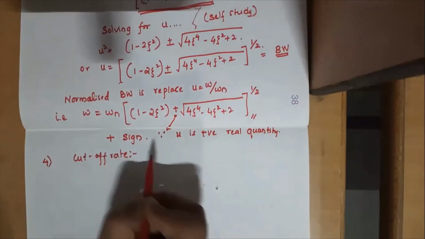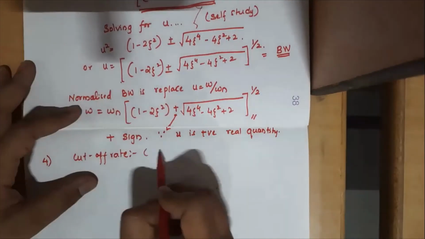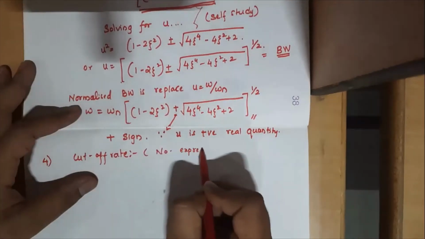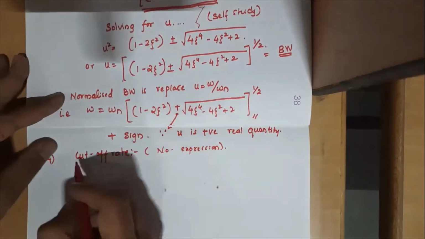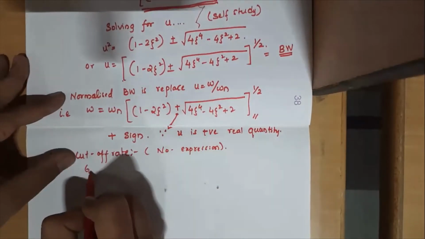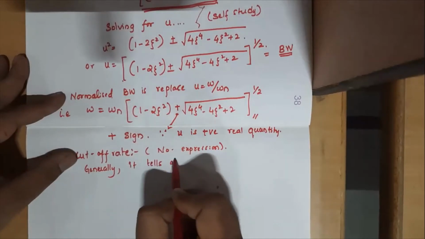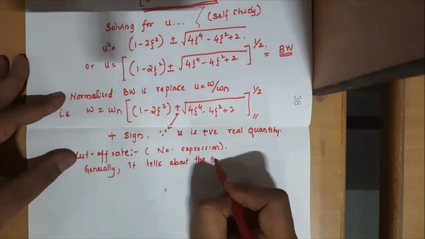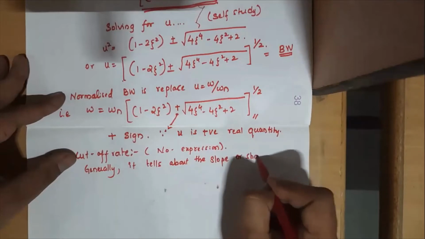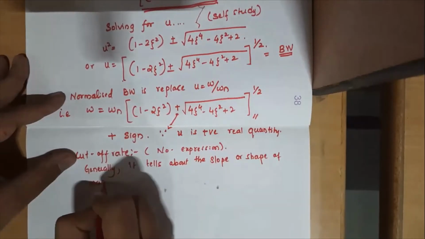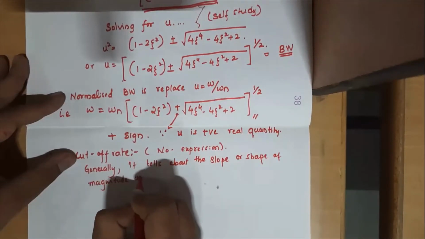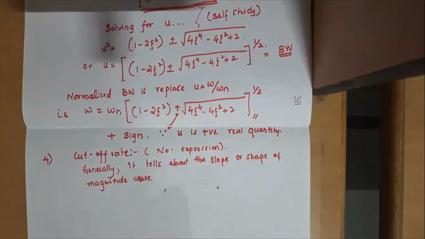And the last one is cutoff rate. Cutoff rate. So there is no derivation for this cutoff rate. So the general meaning of cutoff rate is it tells about the shape or slope of the magnitude curve.